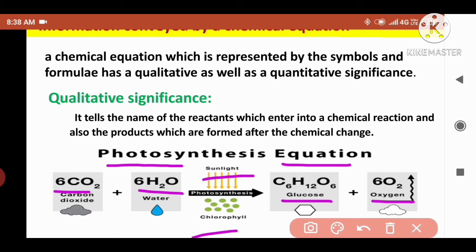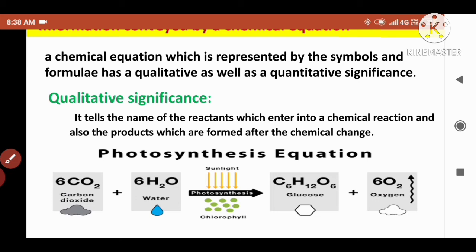Now, what is the qualitative significance here? By observing this equation, we know that by CO2, carbon dioxide molecules are involved. By observing H2O, water molecules are involved. By observing the formula of glucose, C6H12O6, we can say that a glucose molecule is produced, and O2 means oxygen molecules are also produced. Means through this equation, we know that carbon dioxide and water are the reactants involved in the reaction, and glucose and oxygen are the products formed during the chemical reaction.